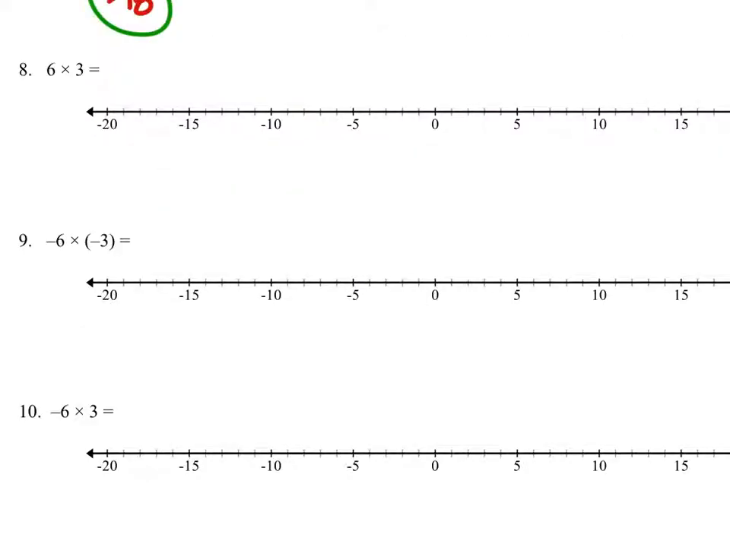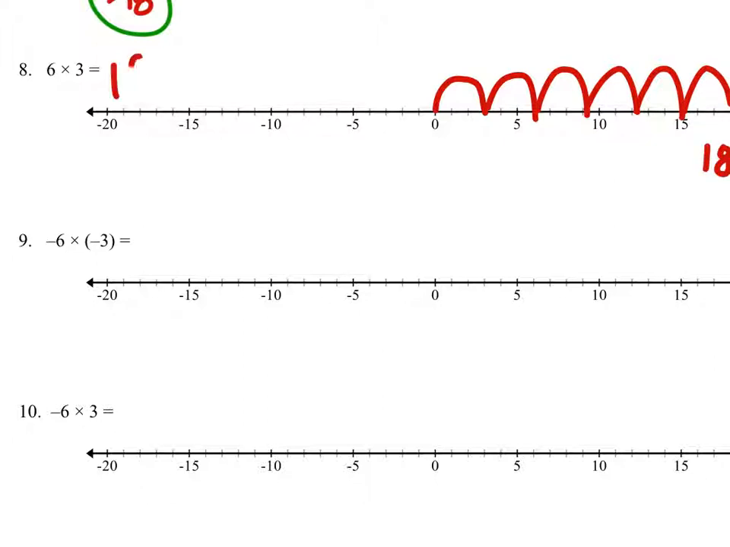All right, number 8 is 6 times 3, which would be 6 groups of 3. So let's see what this one looks like on the number line. One group of 3, 2 groups of 3, 3 groups of 3, 4 groups of 3, 5 groups of 3, bam, 6 groups of 3, 18. So the answer to this one is 18.